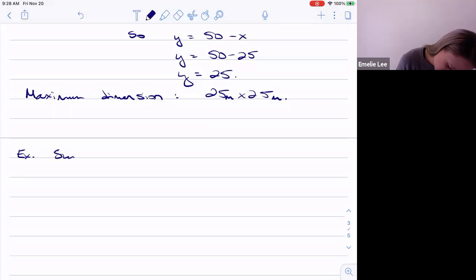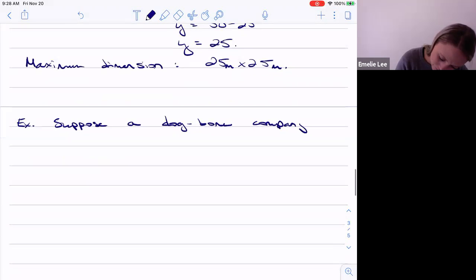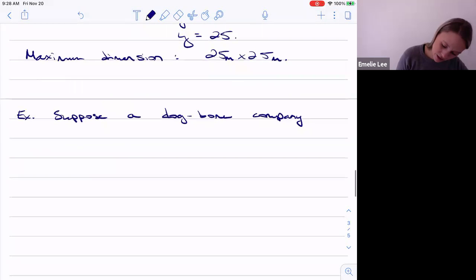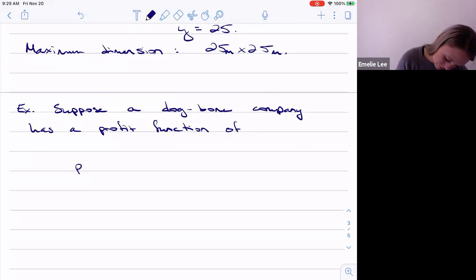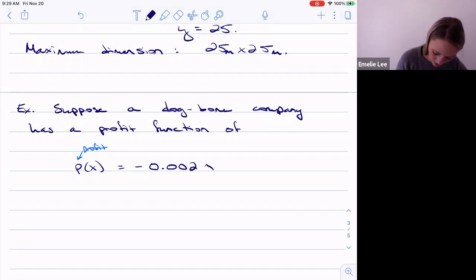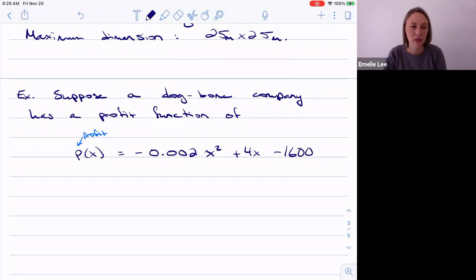So for another example, suppose a dog bone company, or any company, has a profit function of P of x. So here, this is the profit. P of x is negative 0.002 x squared plus 4x minus 1,600. The profit is in dollars or some sort of monetary unit.